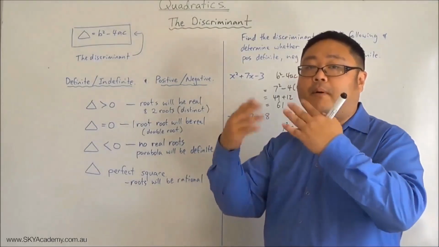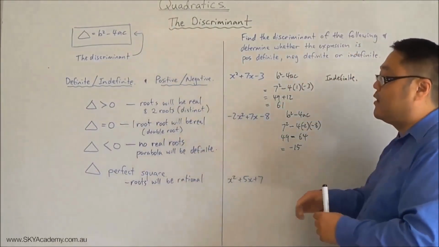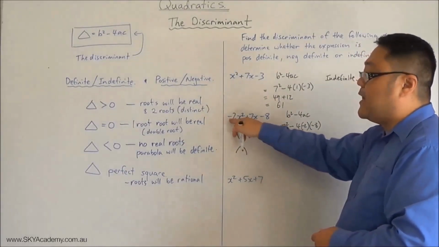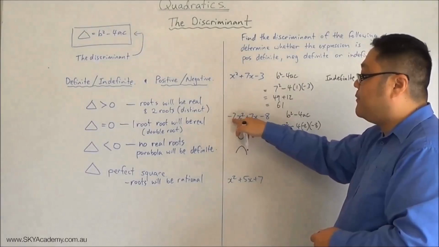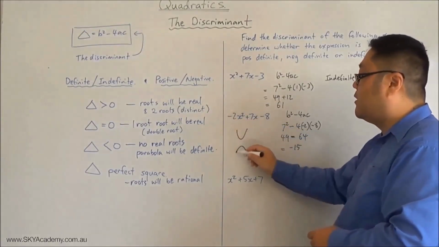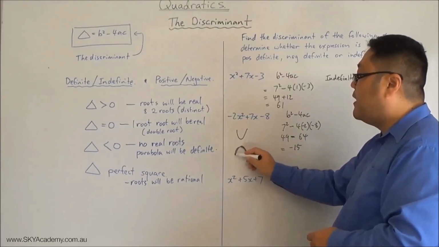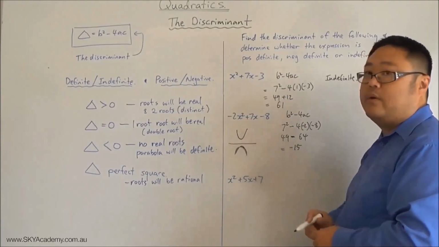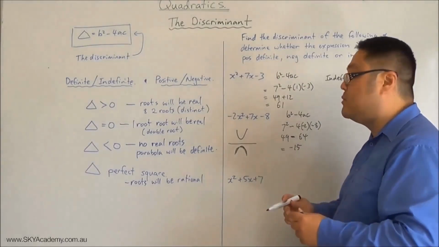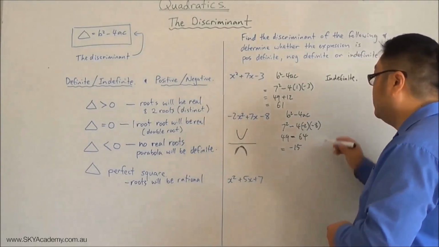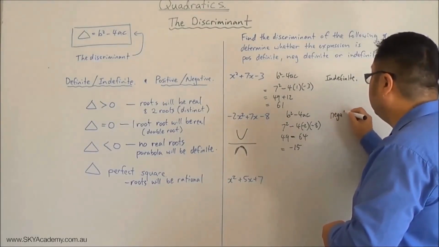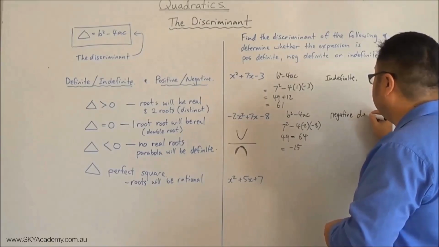Whether it's going to be positive definite or negative definite will depend on whether the curve is concave up or concave down. In this particular case, minus 2 is our leading coefficient, which means that the parabola would be concave down, and for the fact that there are no real roots, the whole parabola will be below the x-axis, which means it'll be negative definite.